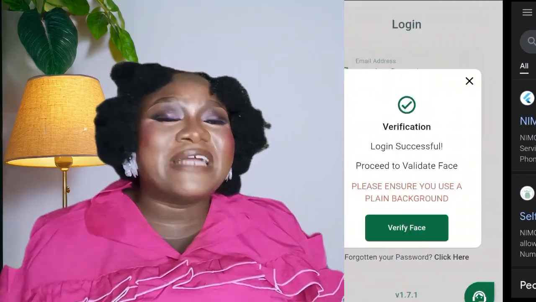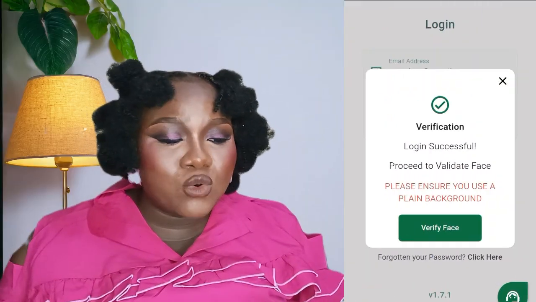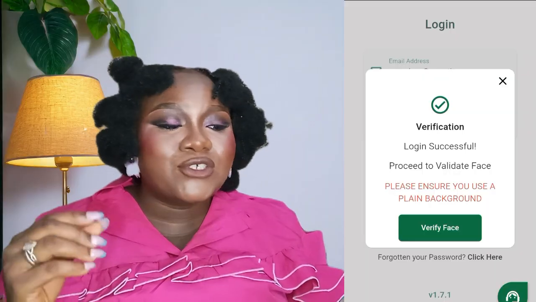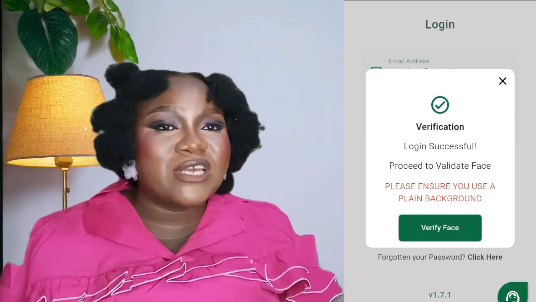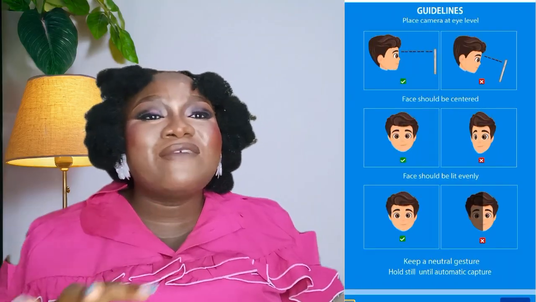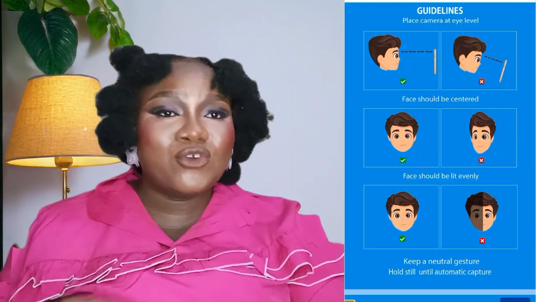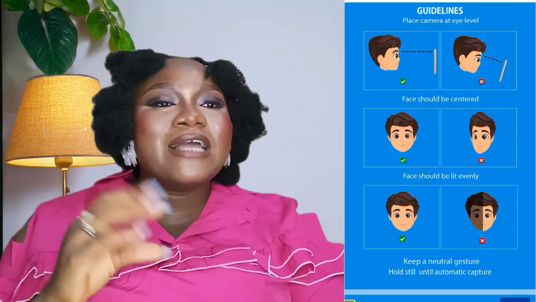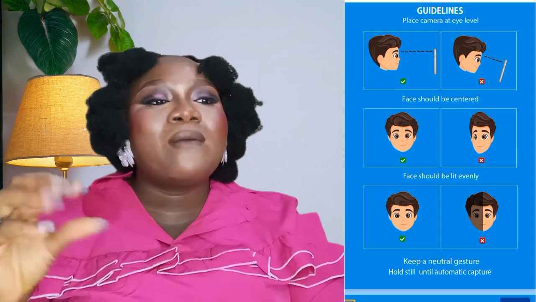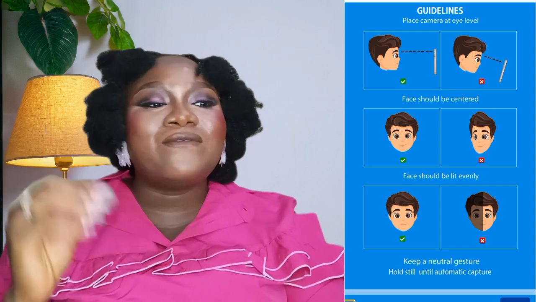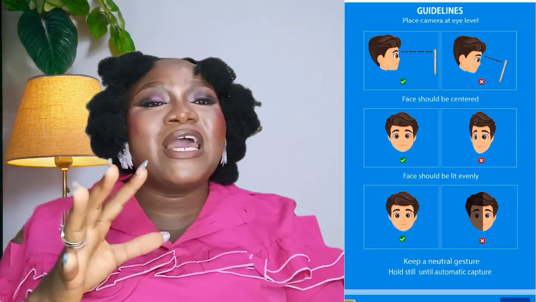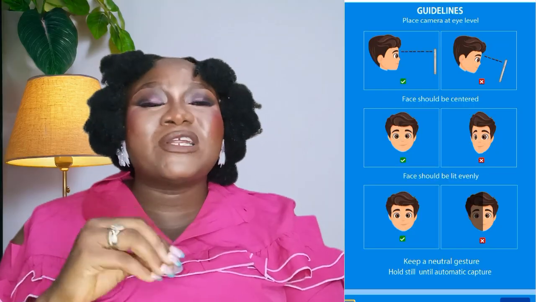So when you are done with that, the next step now is actually to verify your face. It says verification login successful. Proceed to validate your face. Please ensure that you are using a plain background. So they're giving you a script, actually showing you how you should do it. The guidelines: please, camera at eye level. Face should be centered. Face should be lit evenly. Keep a neutral gesture. So this is how your face should be when you're actually verifying your face.